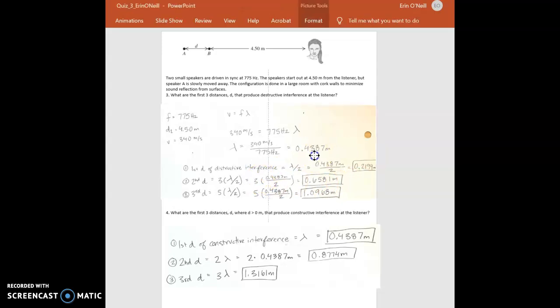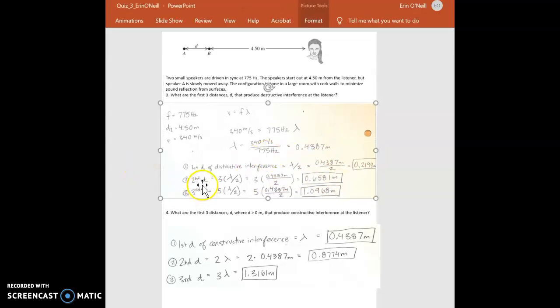And then to find the second destructive, we still need to do lambda divided by 2, but we multiply this by 3. This first time it was just multiplied by 1, which I didn't write in, but that's the number of, not nodes, but like where you break the wave up to get it destructive. So it's like 1, 2, 3. I think that's the way to describe it. And then again, you do that 5 times lambda divided by 2. And these are what I got.